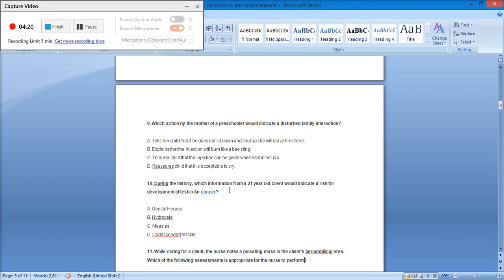During the history, which information from a 21-year-old client would indicate a risk for development of testicular cancer? A. Genital herpes. B. Hydrocele. C. Measles. D. Undescended testes. The correct answer is D. Undescended testicle.